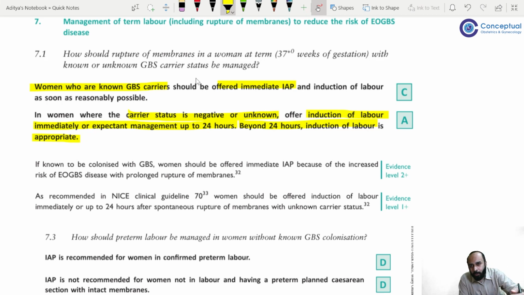If a female comes to me after 37 weeks and is leaking membranes, then I immediately induce her with dinoprostone gel. The same thing, if she is known to be colonized with GBS, then she should be offered immediate antibiotics. Otherwise, women should be offered induction of labor immediately or up to 24 hours after spontaneous rupture of membranes with unknown carrier status. If a female has come to you and is known to have GBS, then you immediately induce her, you do not wait for 24 hours.